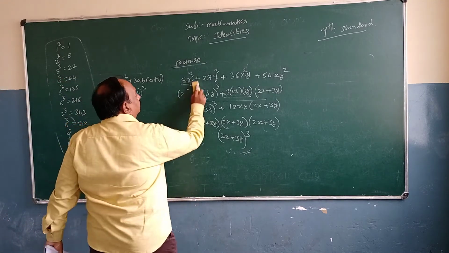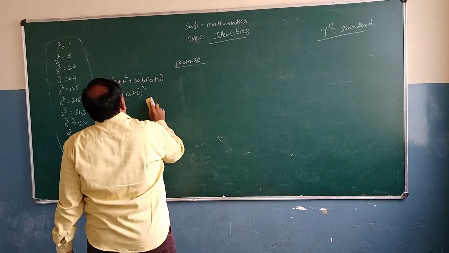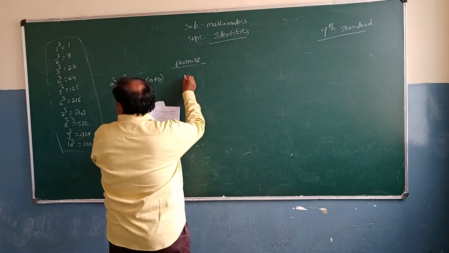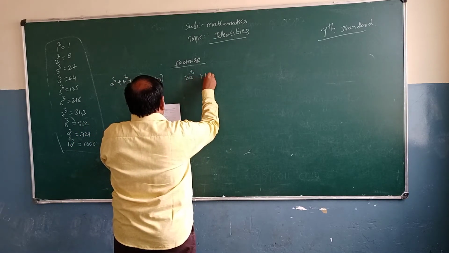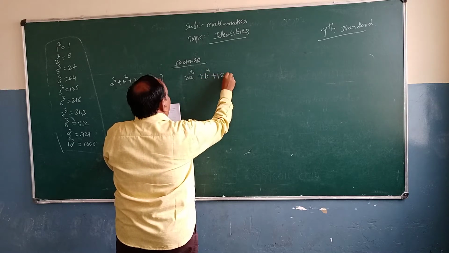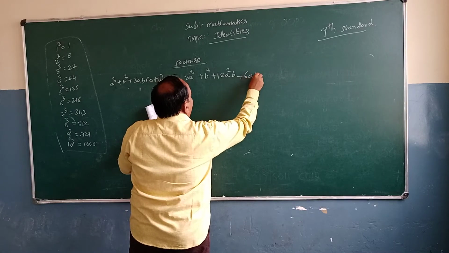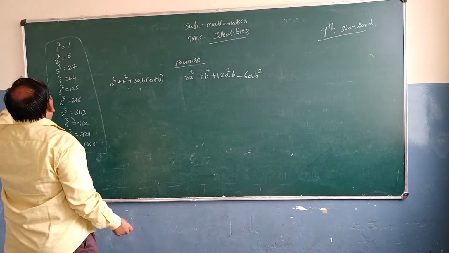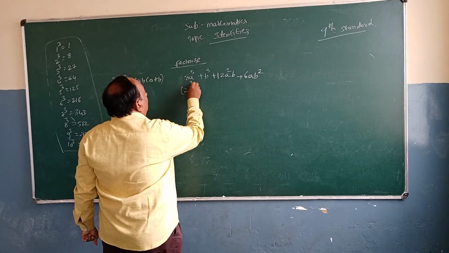Next problem. We have to go slowly. 8a cube plus b cube plus 12a square b plus 6ab square. It is a very easy problem. The cube root of 8 is again 2, so this is 2a whole cube.